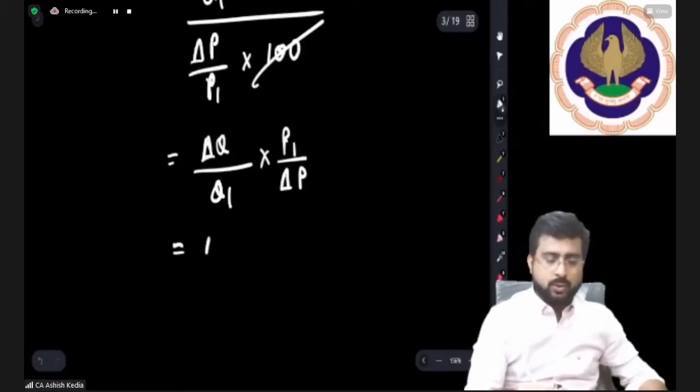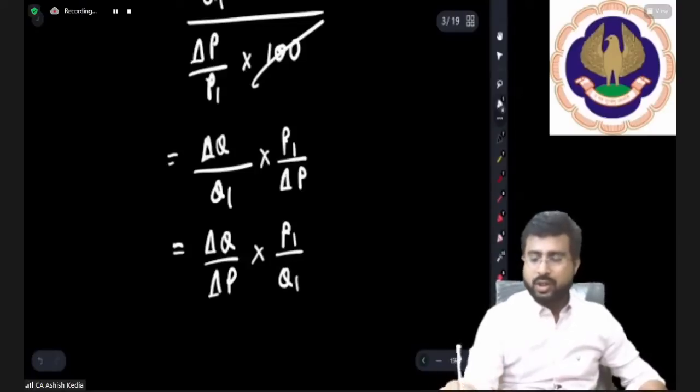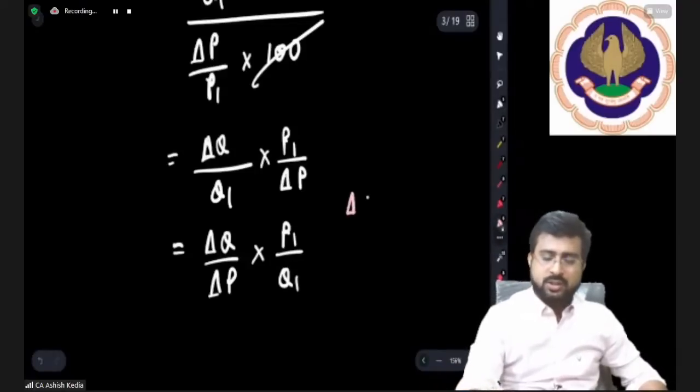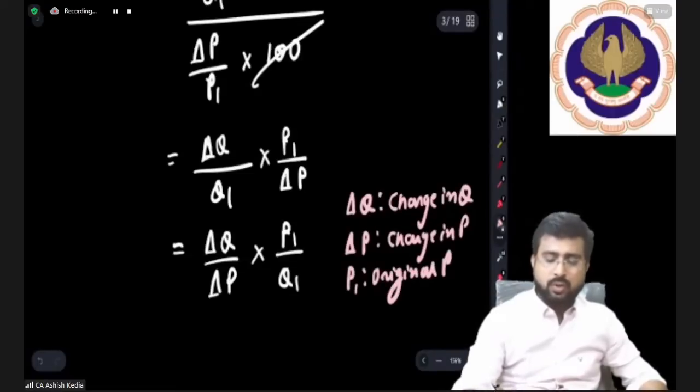So you can also use this formula to solve your questions: change in quantity by change in price, into original price by original quantity. I can write it down for you. Delta Q indicates change in quantity. If it's rising, it is positive; if it is falling, it's negative. Similarly for change in price. P1 is the original price, Q1 is the original quantity. You can use this formula as well.